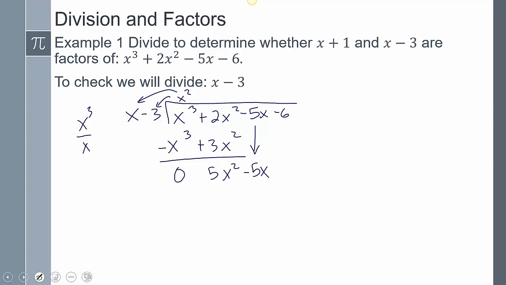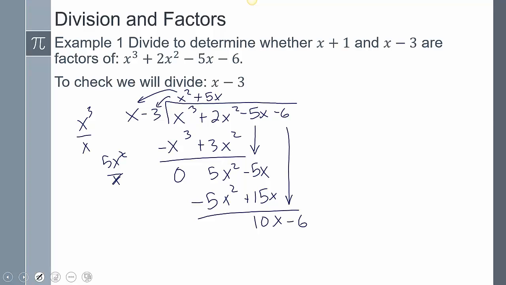Repeat the process. So x goes into 5x squared, 5x times. Multiply it through. Change the signs. So I get 10x, bringing down the next value. X goes into 10x 10 times. Multiply it back through. Change the sign. And so that's going to cancel out, and I get plus 24. Now, because my remainder is positive 24, I know that x minus 3 is not a factor.